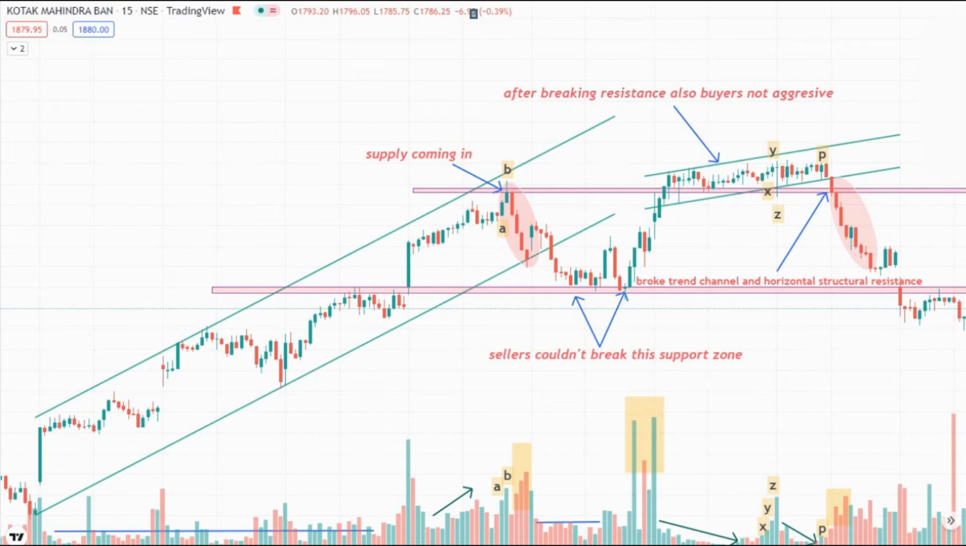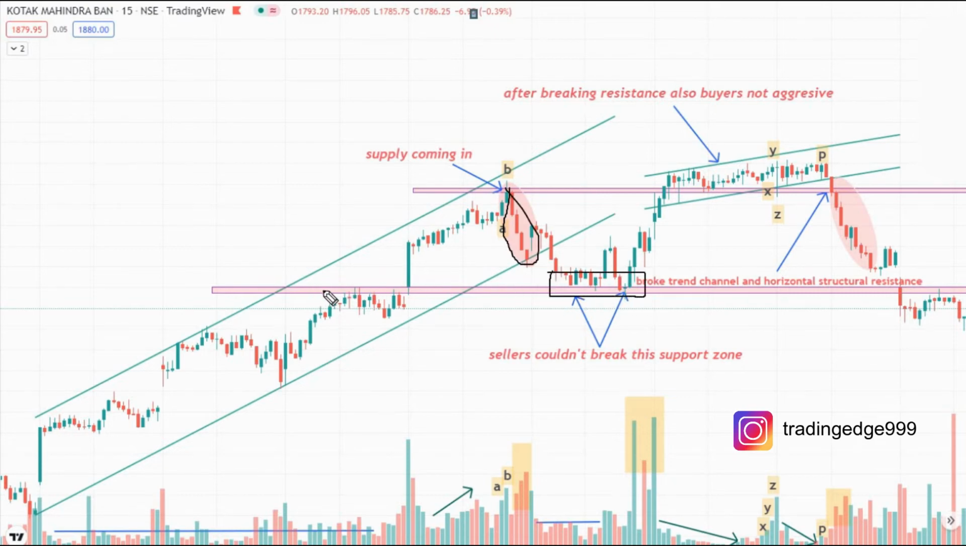Prices were in a very strong uptrend. Prices are moving in a trend channel. From here, for the first time we saw a very sharp selling momentum with an increase in volume. So this is the first sign that supply is coming into the markets. Then after this selling, prices have formed a base.